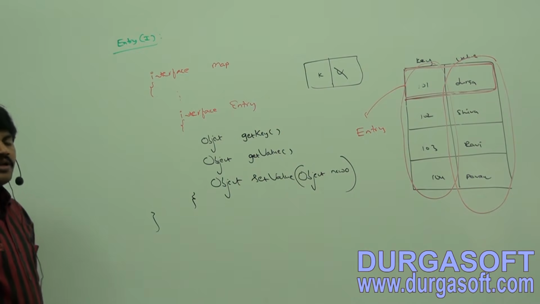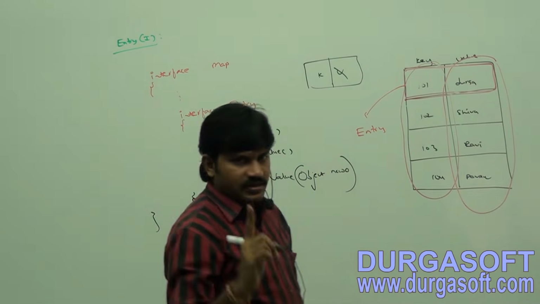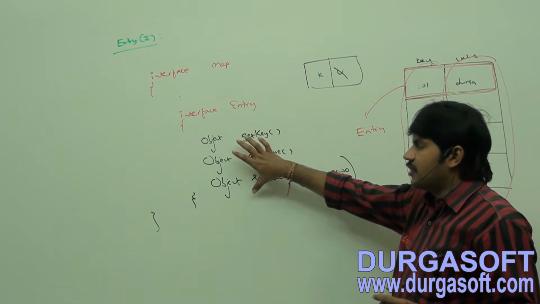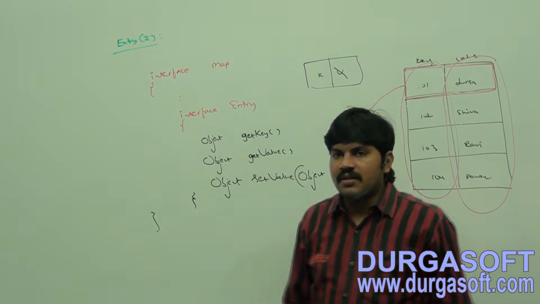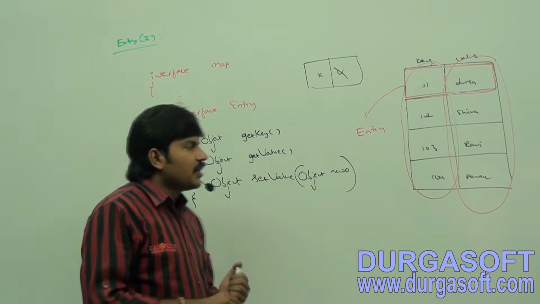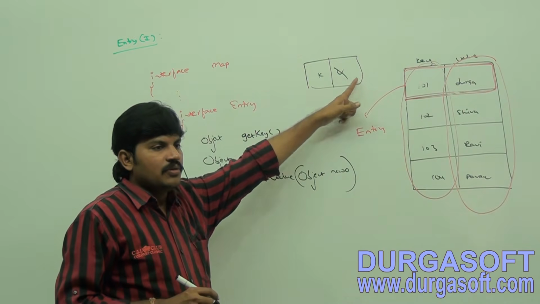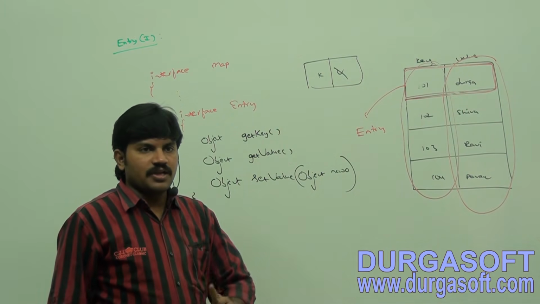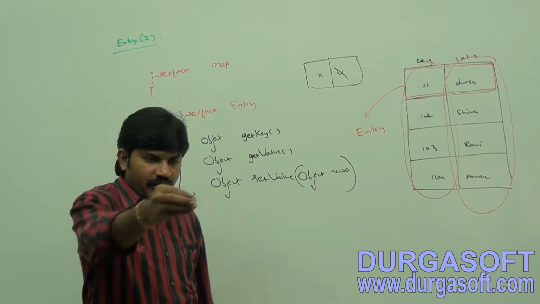Are you able to understand? So what is entry? On the entry object, which methods can we apply? How many methods can we apply on the entry object? Three methods: getKey, getValue, setValue. In total, three methods we can apply. Is any explanation required at this point?